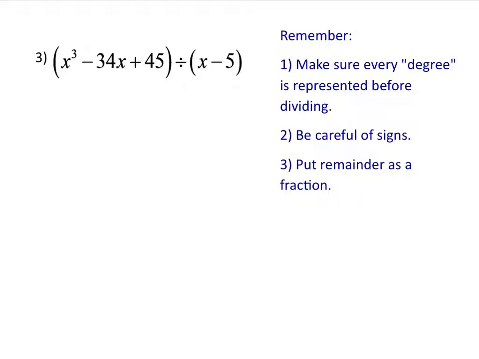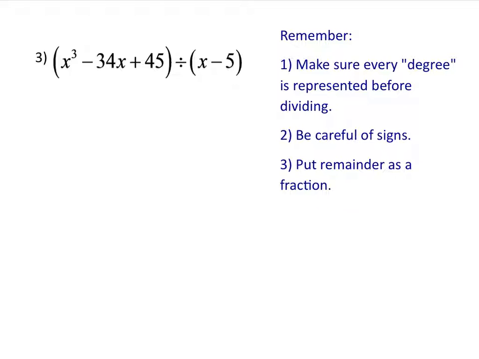x cubed minus 34x plus 45 divided by x minus 5. Now this is really important here, and I made sure to put this in the example. Make sure every degree is represented. What degree is missing here? I have x cubed, then x, and then a plain number. So whatever I start with, here it's x cubed, there must be a degree showing that's less than 3 all the way down to 0.